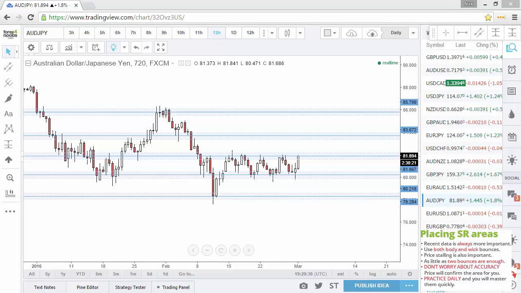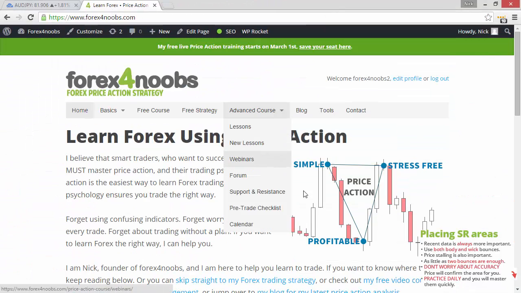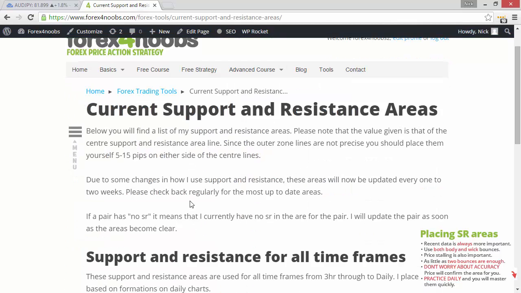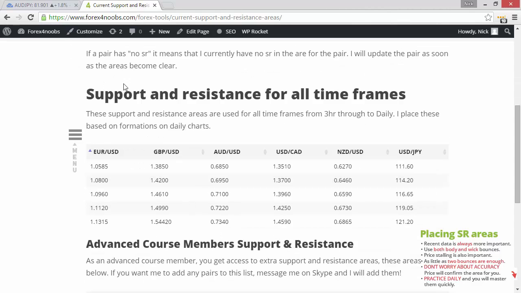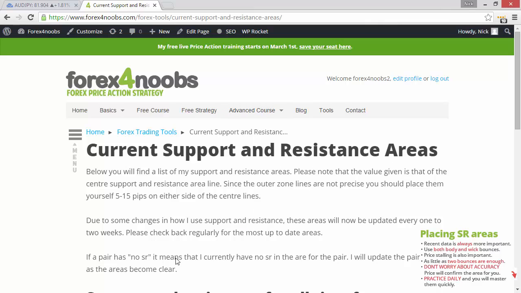Also, I do share my support resistance areas on Forex for Noobs, but I share them only for people to compare them. So you place your own support resistance areas. It's an important step. You need to learn to place your own support resistance areas. Once you place your own support resistance areas, you go to tools.